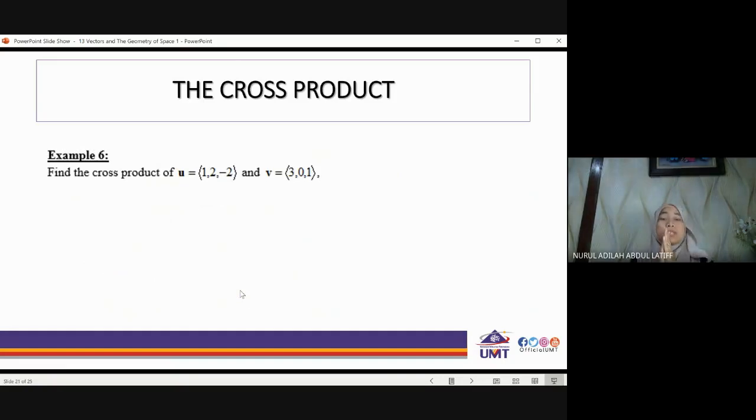So example, find the cross product of u is equals to 1, 2, negative 2 and v is 3, negative 4. Because this is a reminder, or we call this a refresh for you of the matrices subject, topic 1.